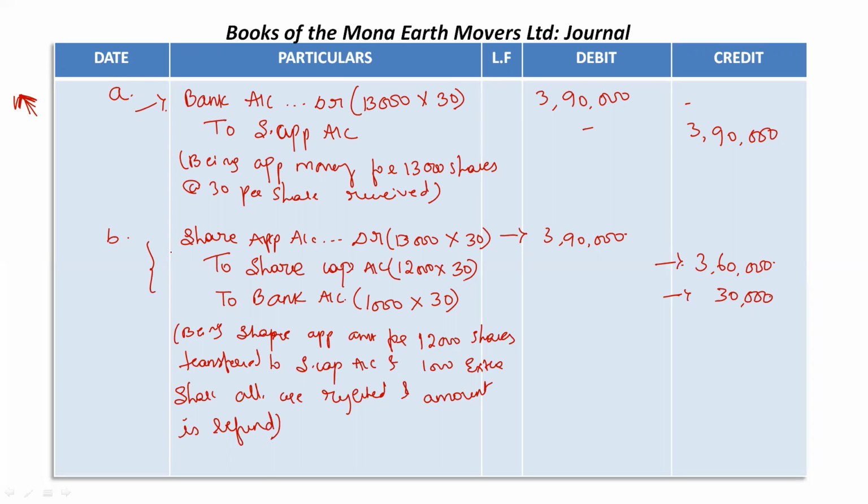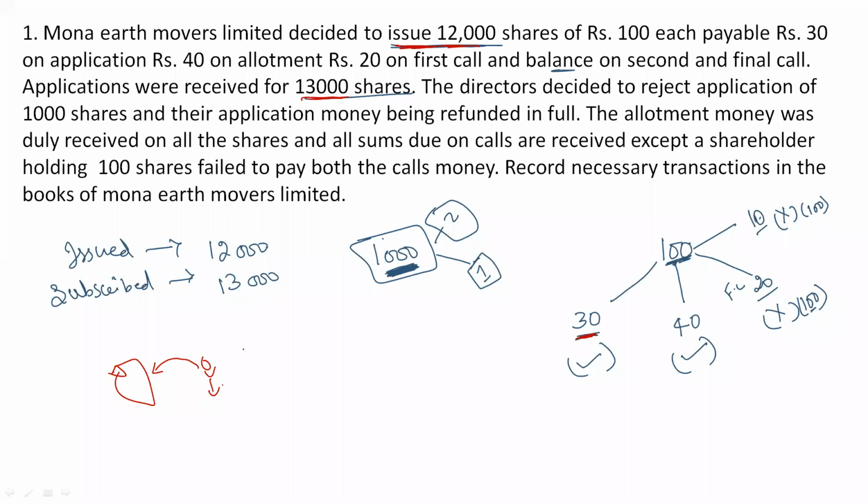Okay, so now we have done both the entries for the application process, right? In the application process, first the company received the application money into the bank account, then this amount from the bank account is transferred to share capital account. Two entries for application are done. After this, the company received applications for 13,000 shares and rejected 1,000 shares, which means the company has accepted 12,000 shares.